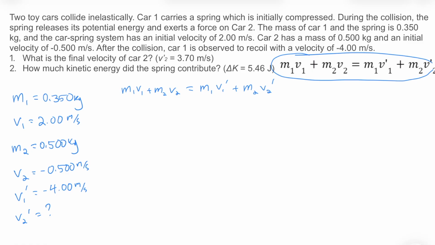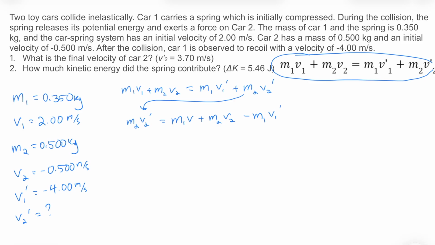Right. And then we can start plugging away to figure out what our final velocity should be. So if I move this over to the other side of the equation, m2 v2 prime, and subtract out that m1 v1 prime, we end up with m1 v1 plus m2 v2 minus m1 v1 prime.